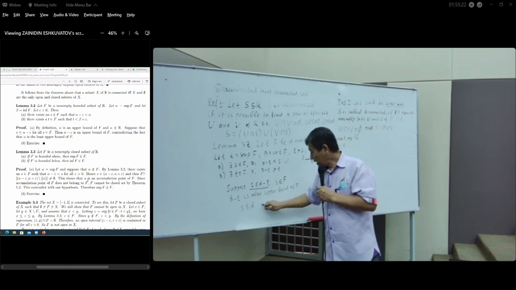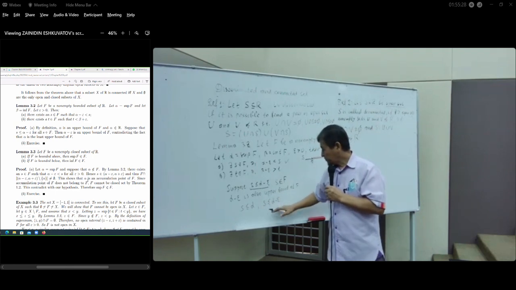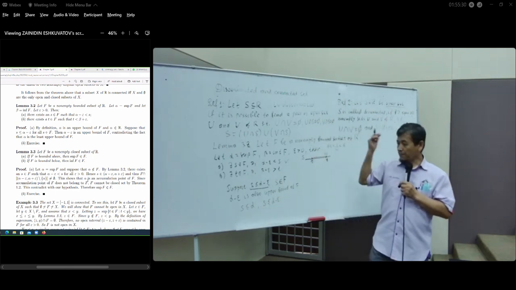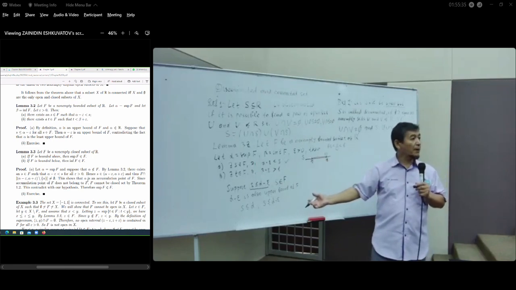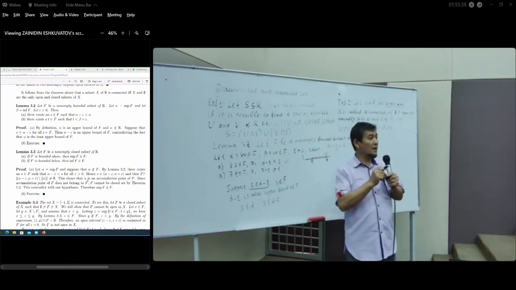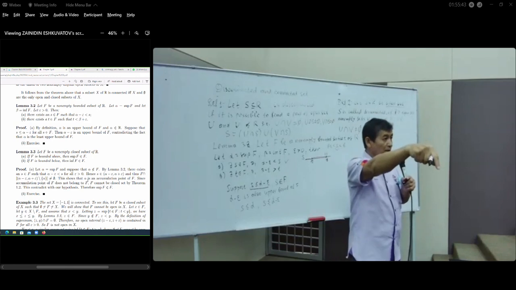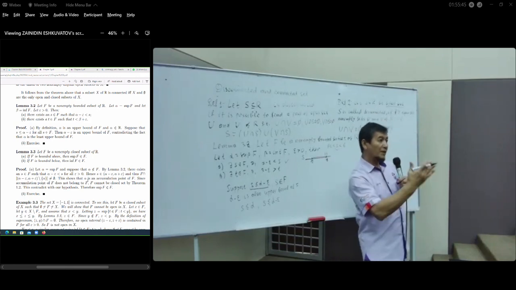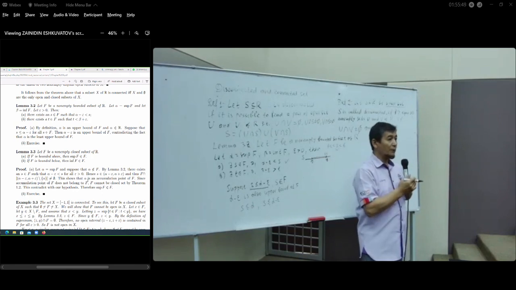Now, S is also less than alpha minus epsilon. I am taking out some epsilon. Is it still the upper bound? No, this one cannot be an upper bound because of the definition. The definition says if alpha is an upper bound, alpha plus epsilon can be an upper bound, not less. Subtracting some point cannot be an upper bound.